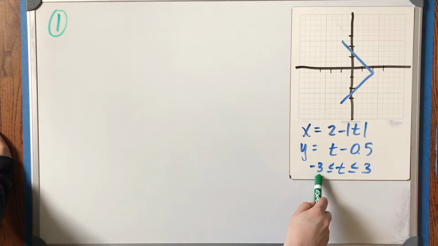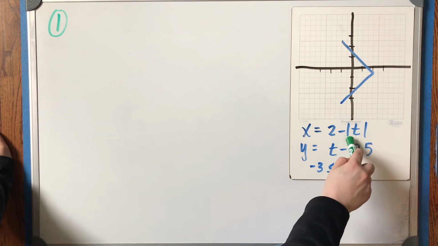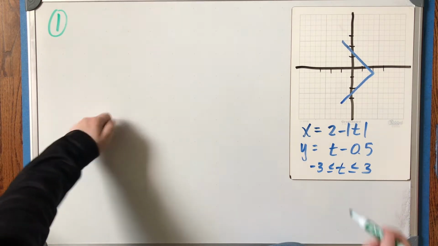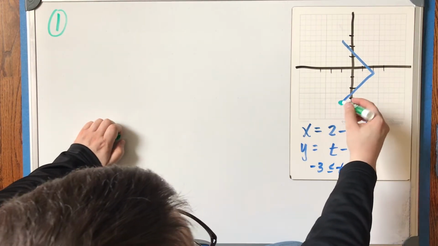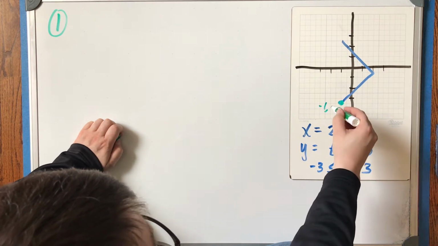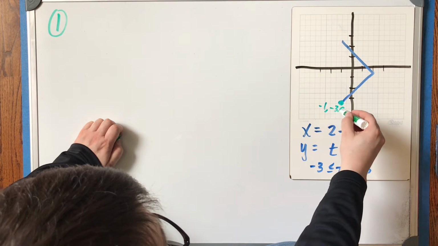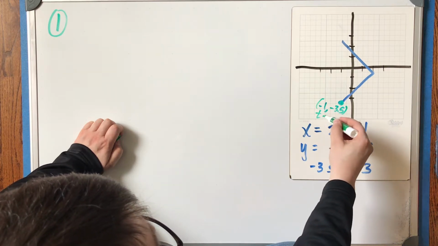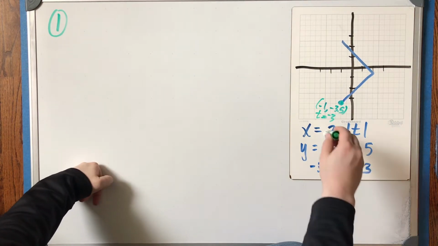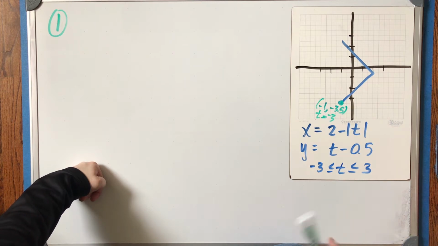So if I plug in t equals -3, I'm going to get x equals -1 and y equals -3.5. So I know that this point, which has an x value of -1 and a y value of -3.5, happens when t equals -3. We have to remember that for every single point, there's also this kind of invisible t value hanging out with it and associated with it, because both x and y are defined by that common t value.